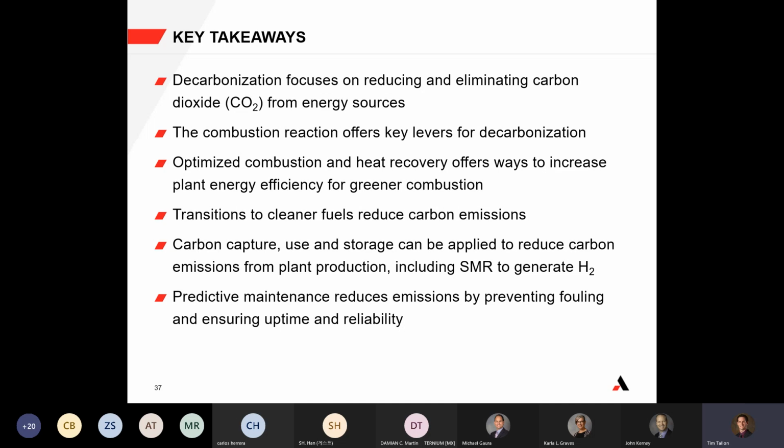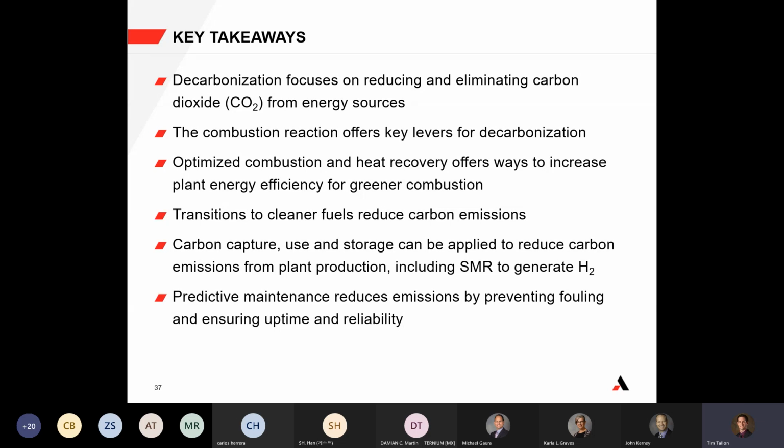And then when we think about the different ways to decarbonize, optimized combustion and heat recovery are ways to increase plant efficiency for greener combustion. As I showed in the previous example, transitions to cleaner fuels provide a great way to reduce carbon emissions, whether that be through hydrogen or through cleaner carbon fuel sources. And we also could use carbon capture, whether that's by itself or in parallel with SMR, steam methane reforming, in order to generate hydrogen. So there's different ways that you can use carbon capture to reduce carbon emissions, but also to support your production.